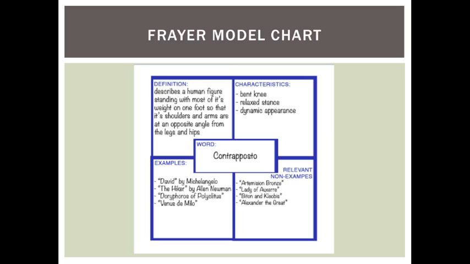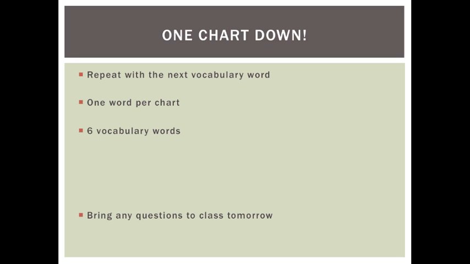These are all relevant non-examples because, although they are sculptures of humans, they are either sitting or standing in a more rigid way with no bent knee. They are very stiff and don't fit the characteristics I listed in this example. With the last square of this chart filled out, you have finished the Frayer model for your first vocabulary word.